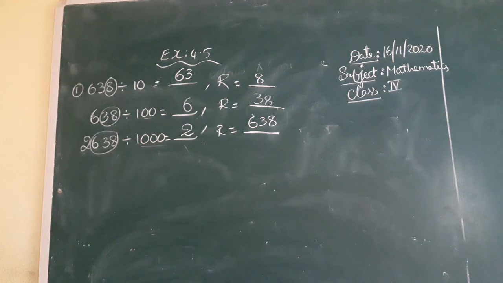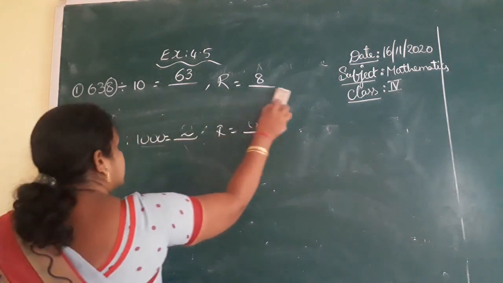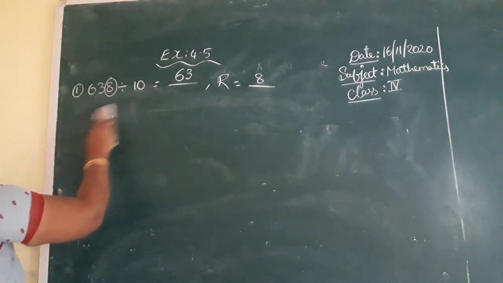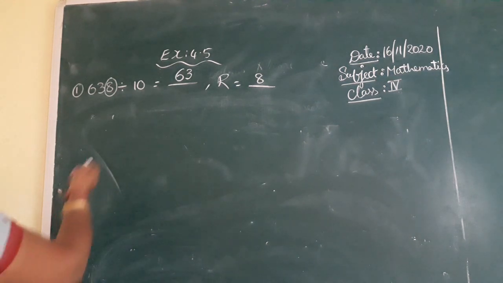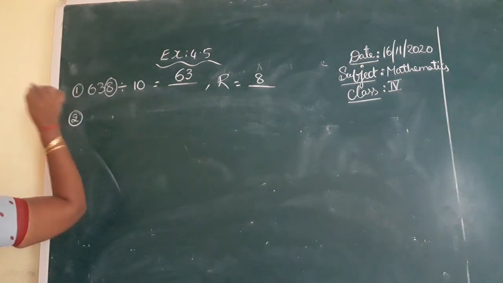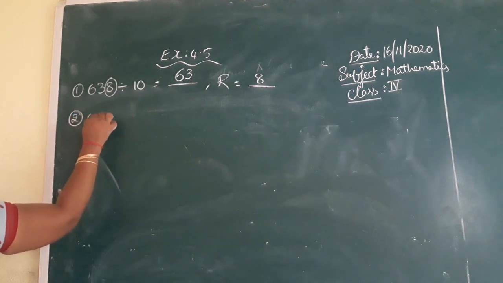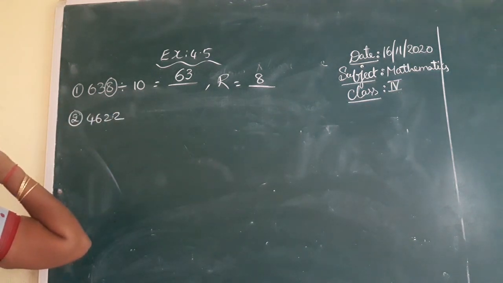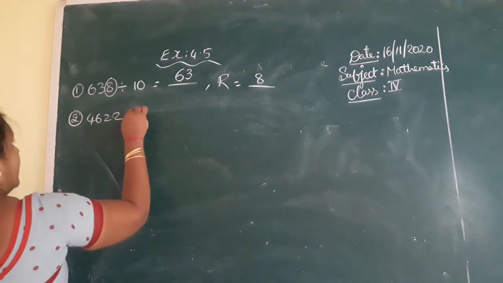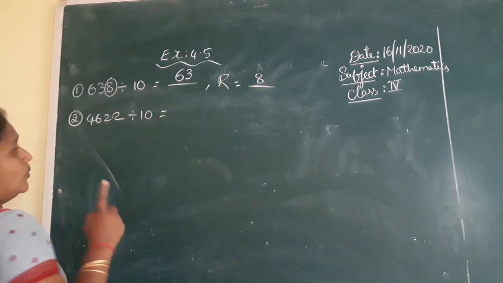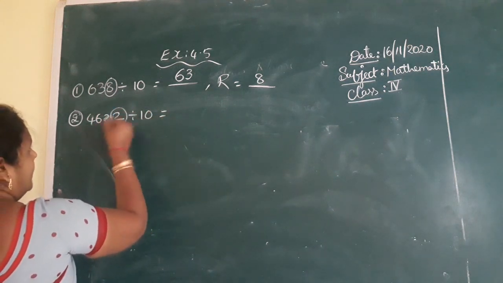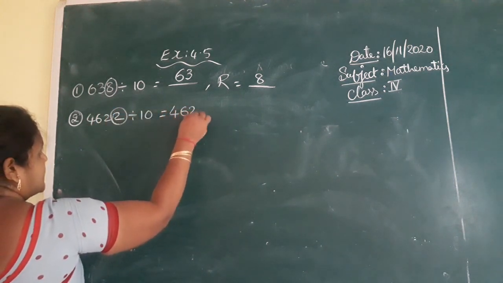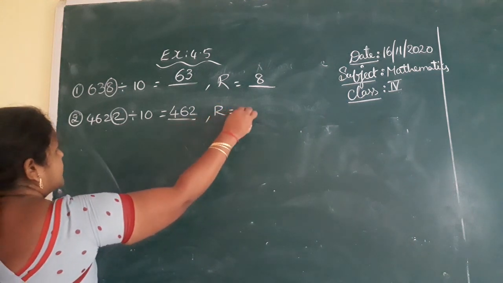So now I'll start this exercise. Wherever it comes, by that time you can justify it. Next, 4622 divided by 10. We are dividing with 10 now, so only the ones place we have to circle. So write all the remaining as quotient. 462 is the quotient and the remainder is 2.